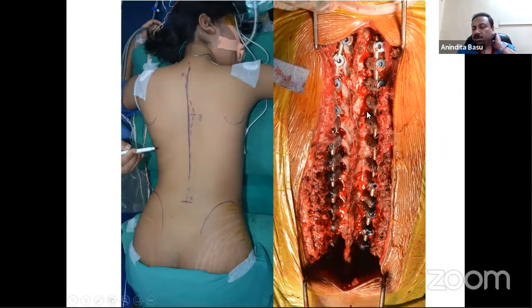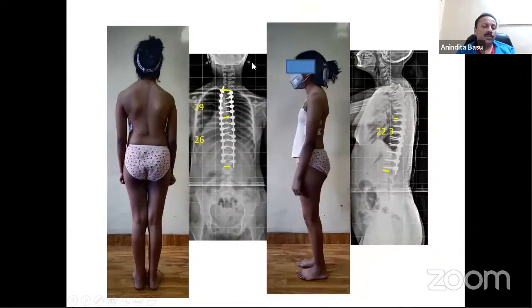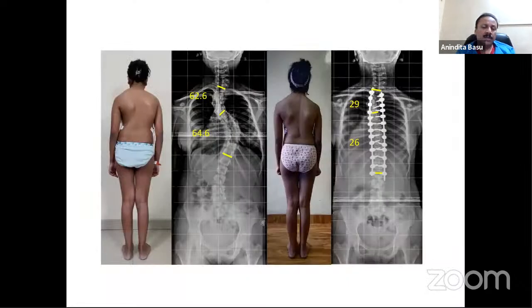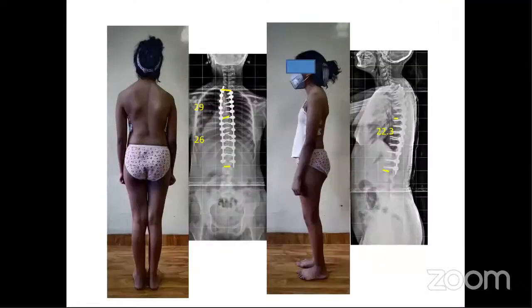I'm not sure whether the video will play or not, but I shall try. Before that, let's go into the post-operative. This is what she got post-operative. This is a very recent case of mine, about 3 weeks follow-up only. And as you can see, the curve corrected to 26 and 29 with a good sagittal balance. I'll show you the sagittal balance a little bit later once we play the video.